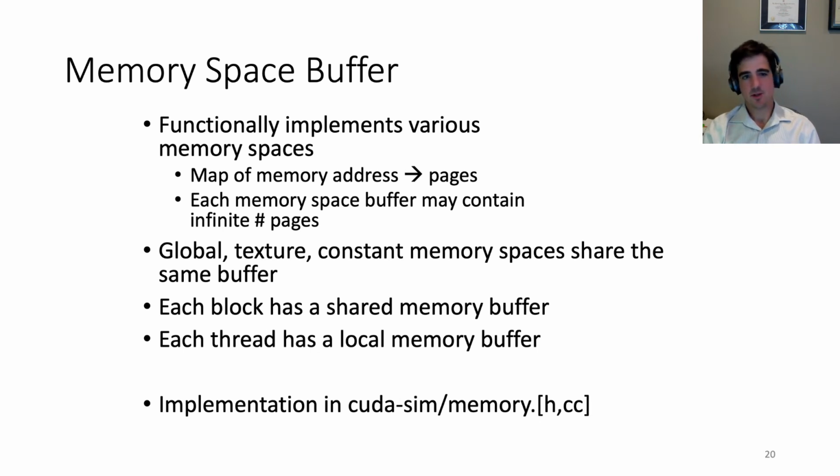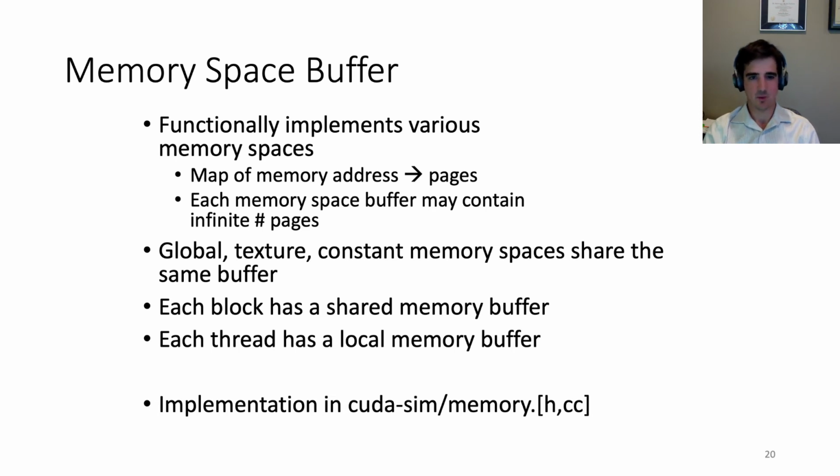The memory space buffer is where all of the values are actually kept. This implements the functional implementation of the main memory system. And it's essentially just a big map of memory addresses.